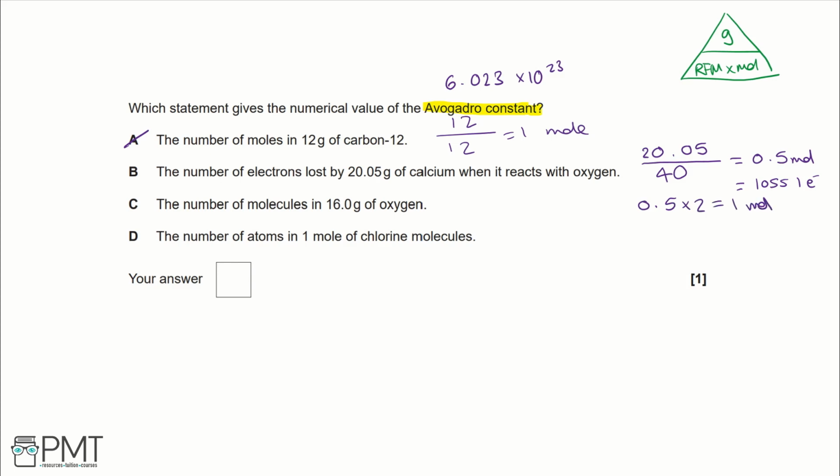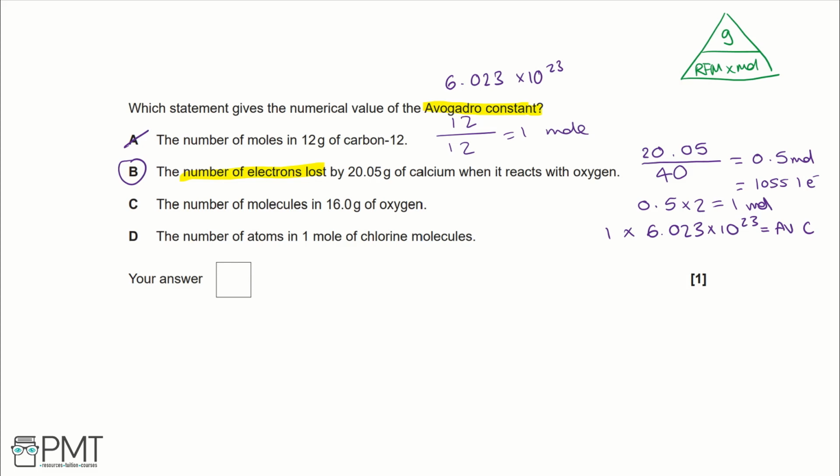But this question isn't asking about moles, it's asking about the number of electrons lost. So to work this out, we multiply the number of moles times Avogadro's constant, and as we're multiplying by 1, we're going to get Avogadro's constant. So this means our answer is going to be B. But with multiple choice, we need to check all of the options to make sure that this is correct.